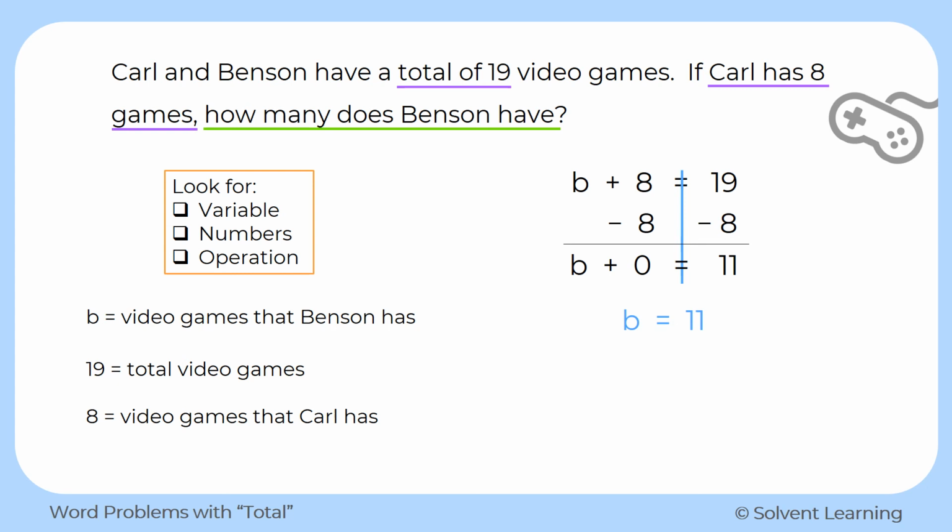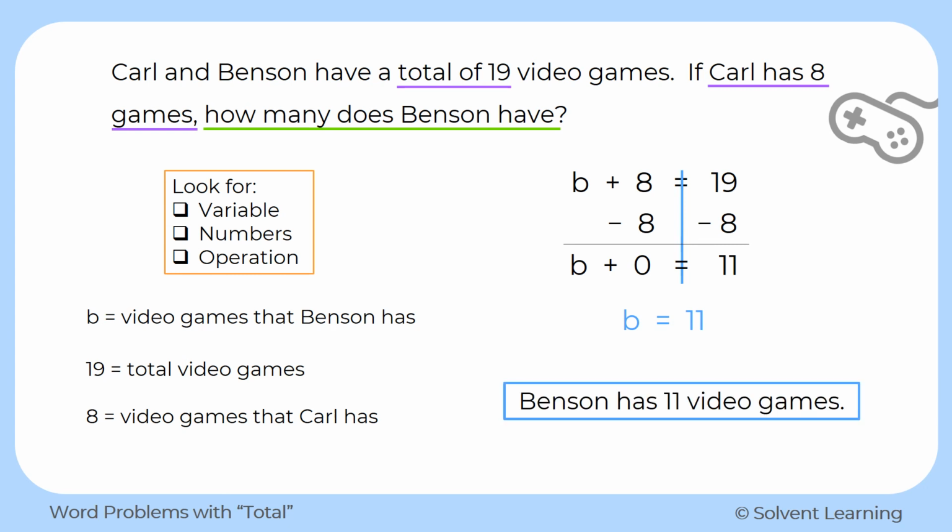Now, how does this relate to our word problem? Well, since B represents the number of video games that Benson has, we now know that Benson has 11 video games. So there you go. We just followed a step-by-step strategy that helped us set up an equation to solve this word problem.